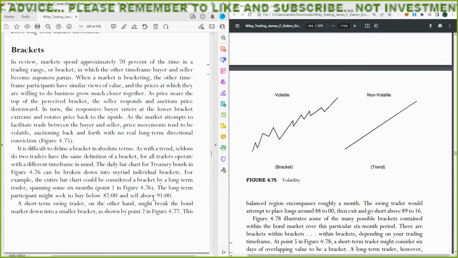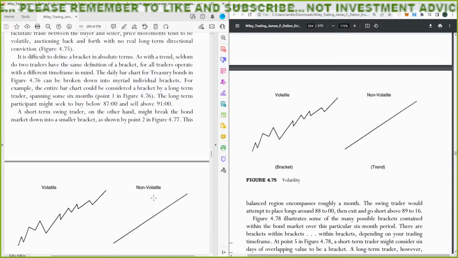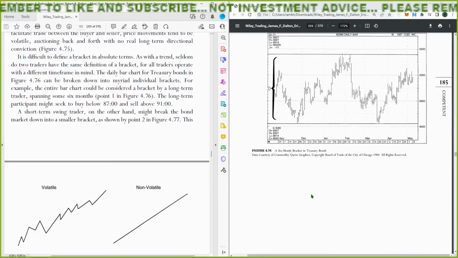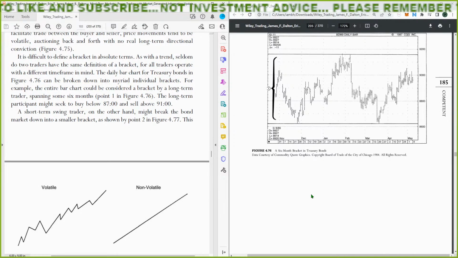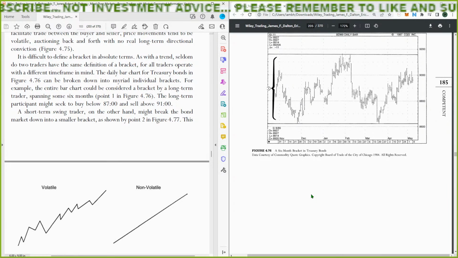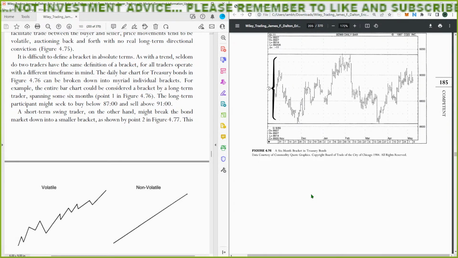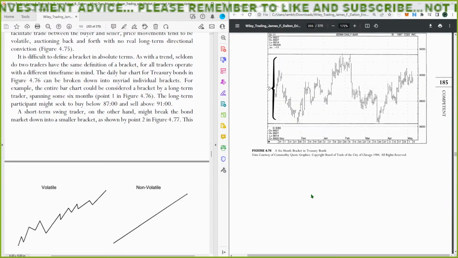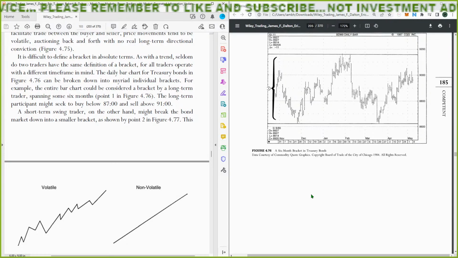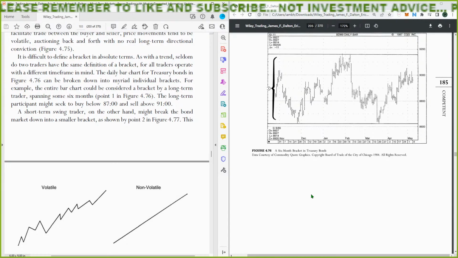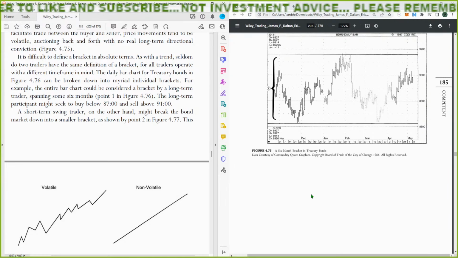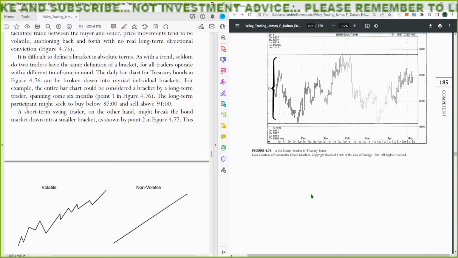Figure 4.75. It is difficult to define the bracket in absolute terms. As with a trend, seldom do two traders have the same definition of a bracket, for all traders operate with a different time frame in mind. The daily bar chart for the Treasury bonds in figure 4.76 can be broken down into a myriad of individual brackets. For example, the entire bar chart could be considered a bracket by a long-term trader spanning some 6 months.